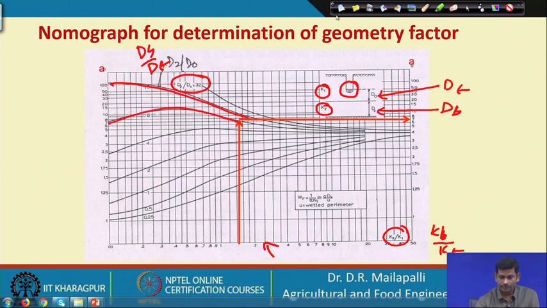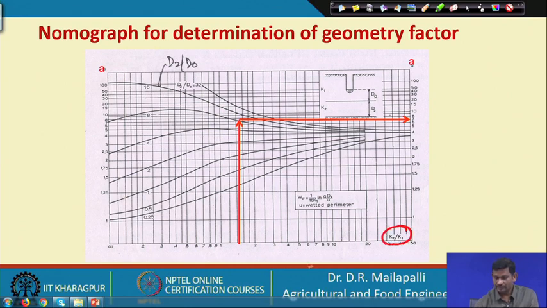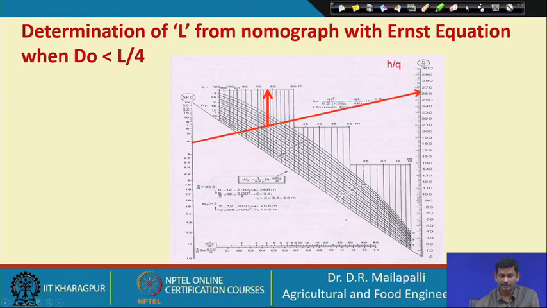Okay. So, knowing the Kb by Kt and dB by dt, you will find the point where they intersect, and from there just project onto the y axis. That will give the corresponding A value. So, this way you can estimate the A values. And this graph is a combination of all the things.